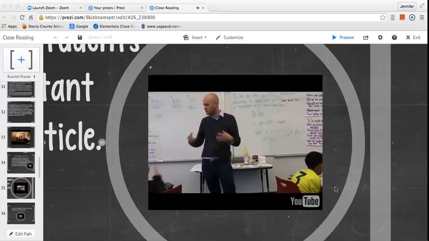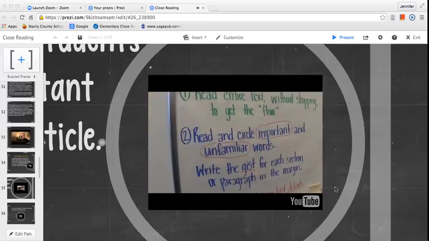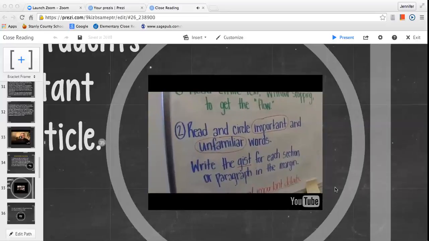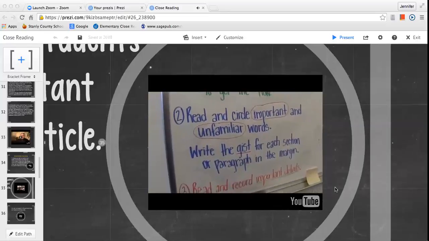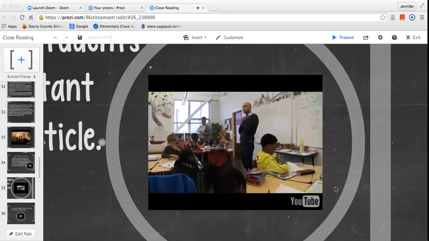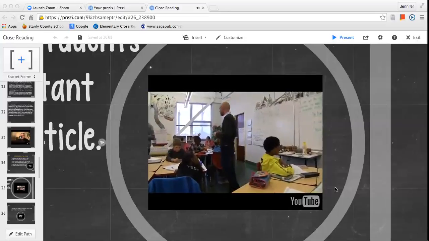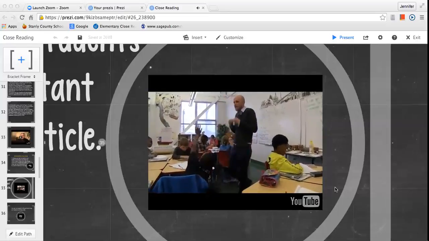Show some perseverance. The second time they go back to the text, they're annotating it in several different ways in order to help them understand it. Circling important words and jotting the gist in the margins. If you're having a hard time, if this text feels really difficult to you, what is something you can do as a reader to help you to get through it and to make it a little more manageable?